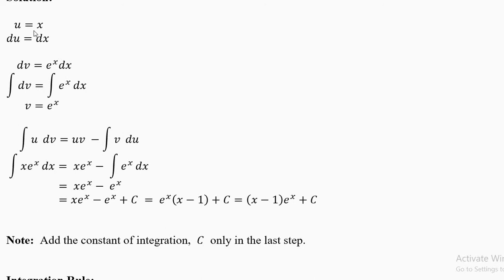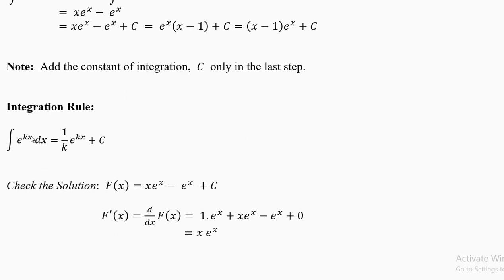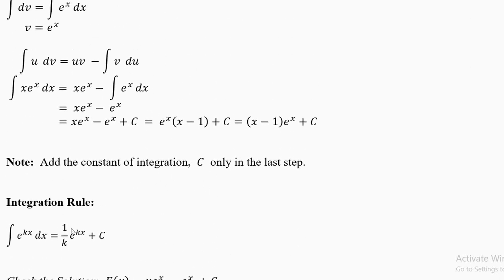Now with this choice, u equal to x, du equal to dx, dv equal to e power x dx, integrate both the sides, left and right. Integration of dv is v and integration of e power x is e power x, because the integration rule is the integral of e power kx is equal to 1 over k e power kx plus c. We do not need this plus c in the middle steps, we'll write it only in the last step.